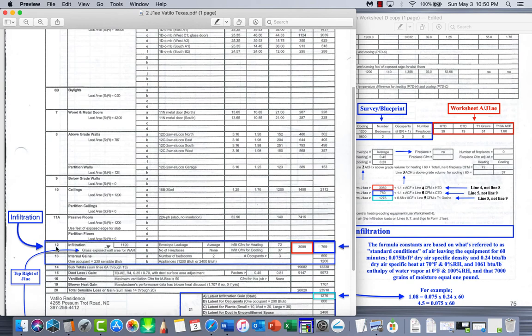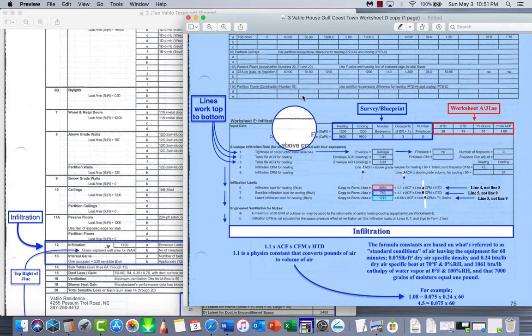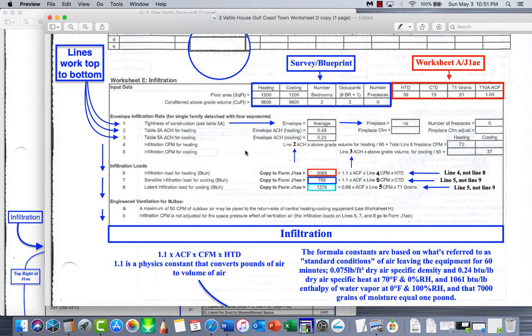So we're dealing with line 12 and line 13, but we're going to deal with line 12 first. But line 13, some of the information that we get right here, we're going to be able to put into here. So let's kind of look at what they had. This is, like I said, of course, from the J manual. This is the example house that was given to us.